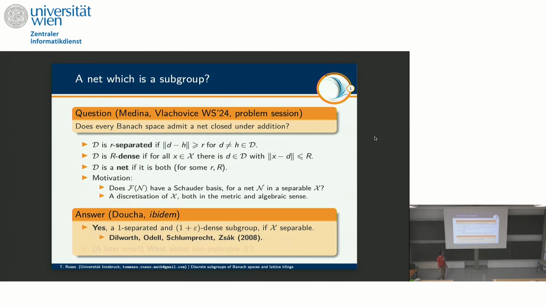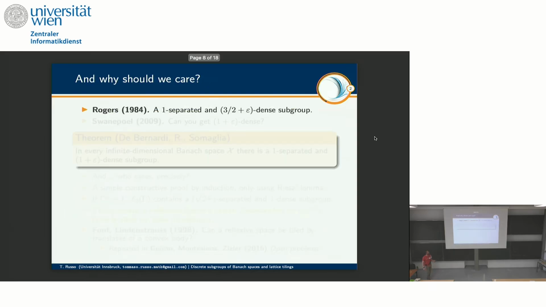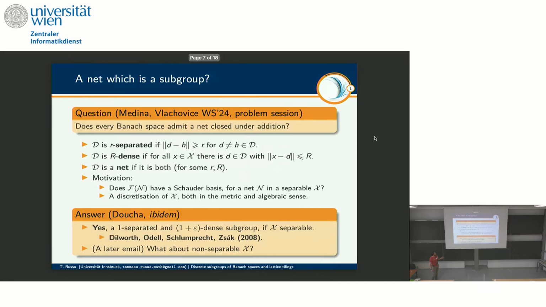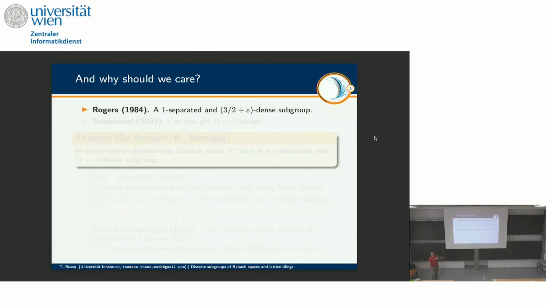And later on, I emailed Michal asking for the reference to this paper, because Michal just said, well, there is this paper, and I didn't know. And I asked him, and I did not specify separable. So Michal sent me the paper, saying, for the separable case, it's in this paper here, theorem 5.2 maybe. In the end, when he wrote me, I asked, what about non-separable X? And we dug a little bit more, and it turned out that this is also not an open problem, because even before, Rogers had a proof that in every Banach space you can get one separated, and instead of 1 plus epsilon you get some annoying fraction.